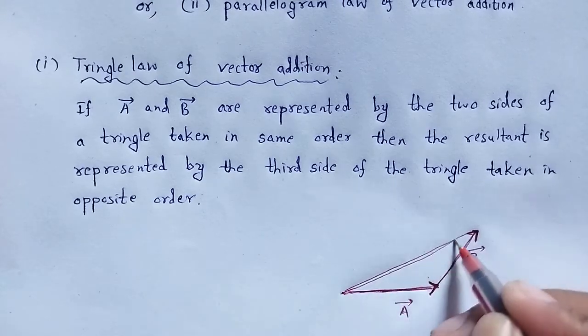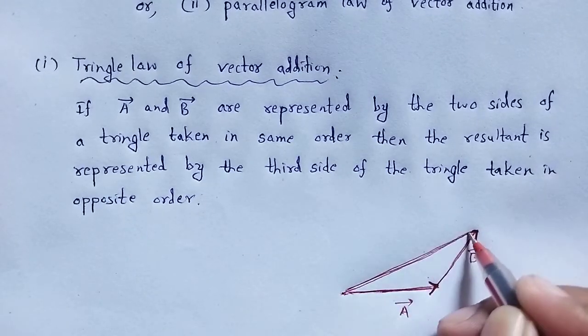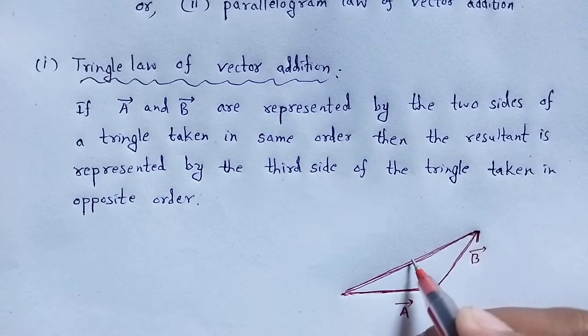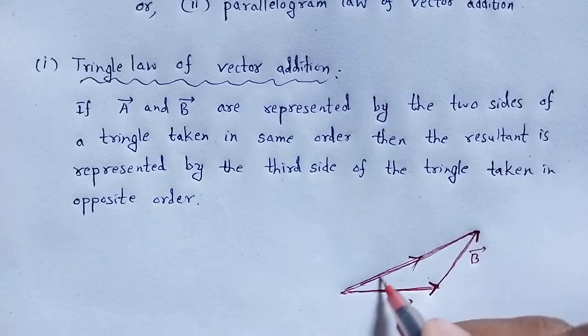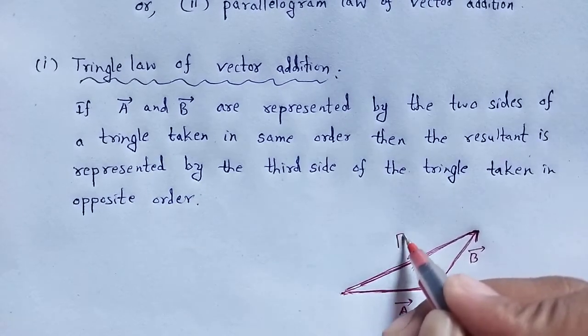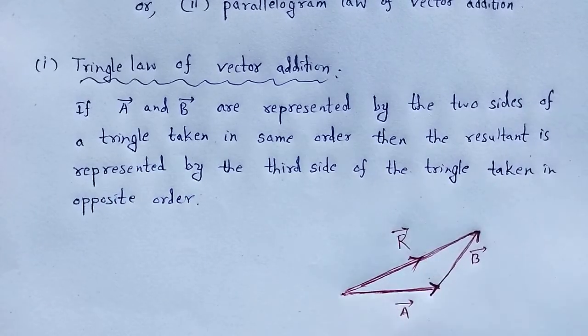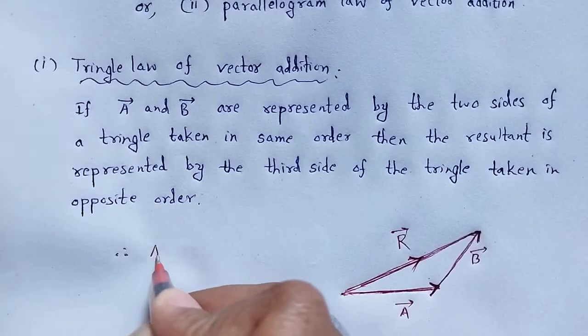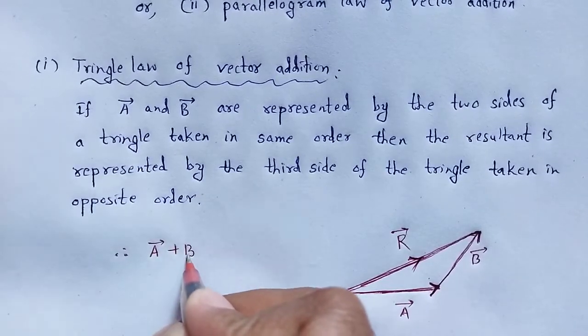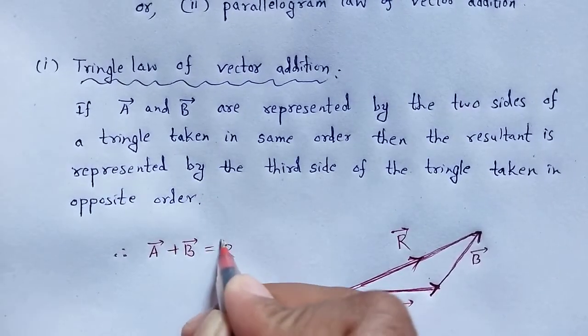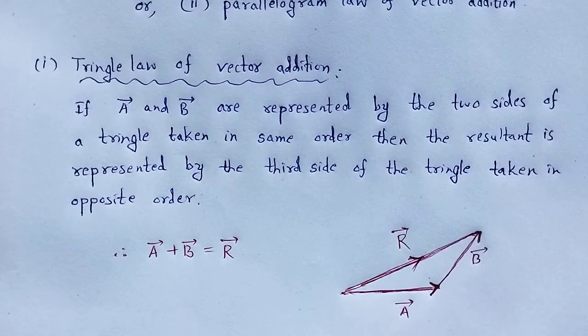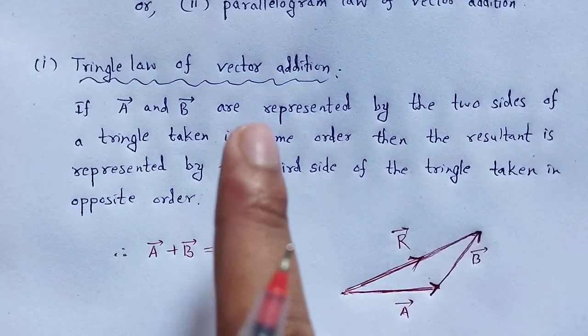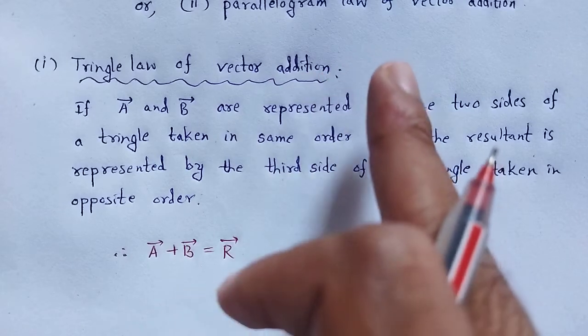This one is the resultant of the two vectors. The direction is just the opposite. This is given by R vector. That's why I can write A vector plus B vector is equal to R vector. This is the triangle law of vector addition.